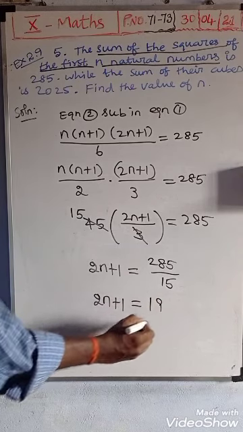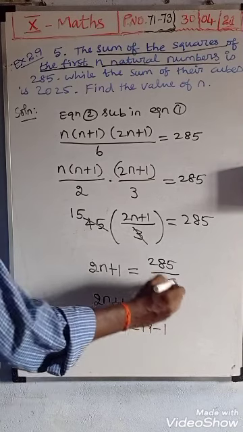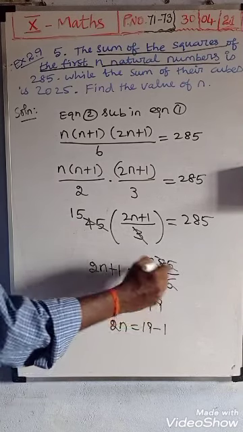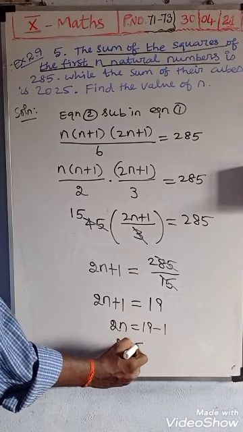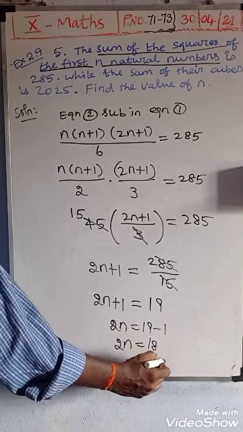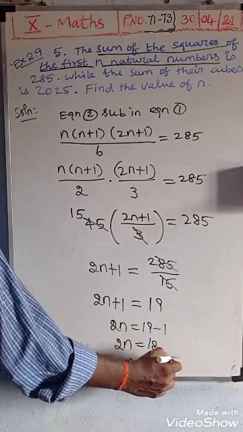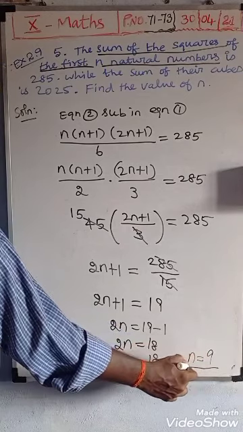So 19. Now 2n is equal to 19 minus 1. The plus 1 goes across as minus 1. So 2n is equal to 18. Now we need n only, so n is equal to 18 by 2, as the 2 goes down. Therefore, n you will receive as the answer is 9.